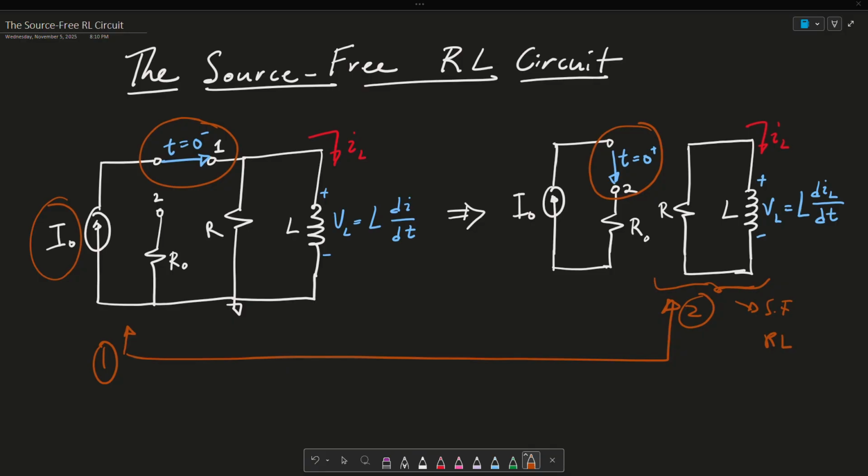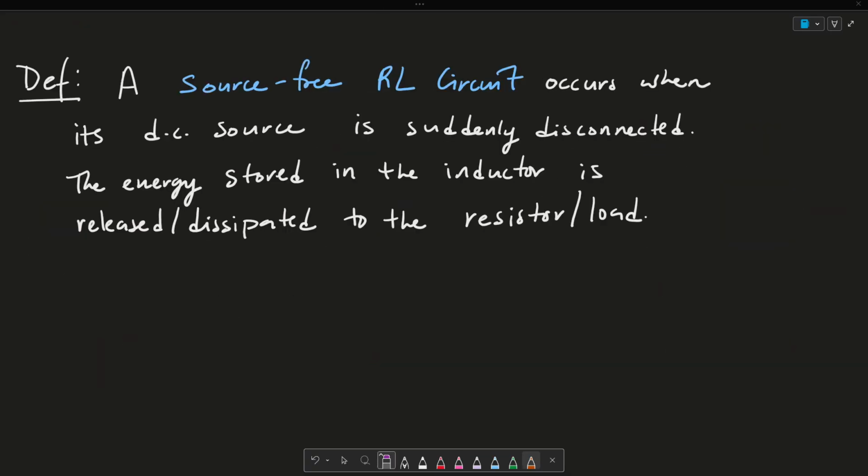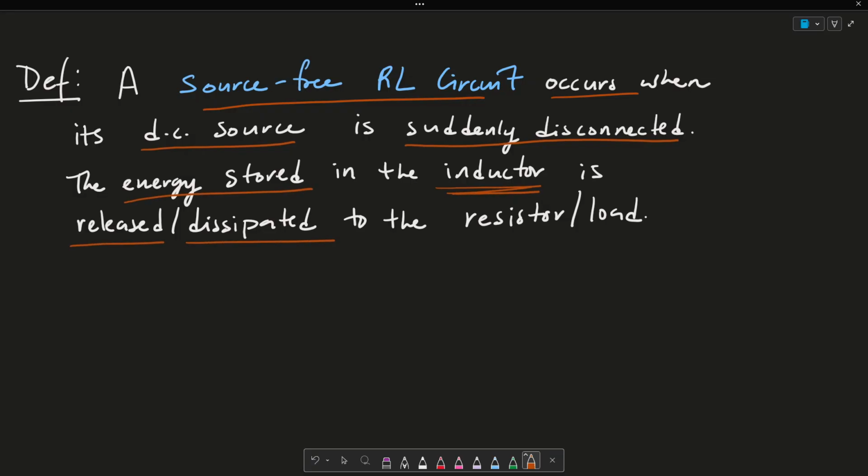The goal of this video is to find out the natural response of this inductor as I move my switch from terminal 1 to terminal 2. Before we dive in, I always like to give a formal definition of the topic. A source-free RL circuit occurs when its DC source is suddenly disconnected and the energy stored in that inductor is released. Remember, when we have current through an inductor, a magnetic field is generated, and that energy is then dissipated to a resistor or a load connected to the inductor.